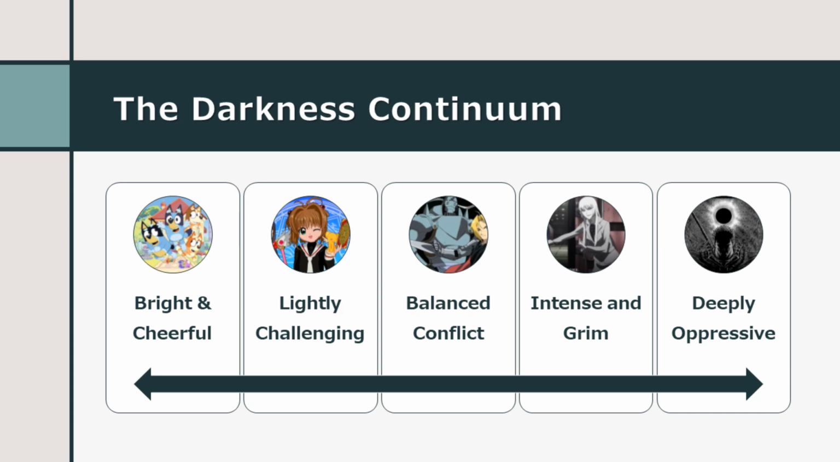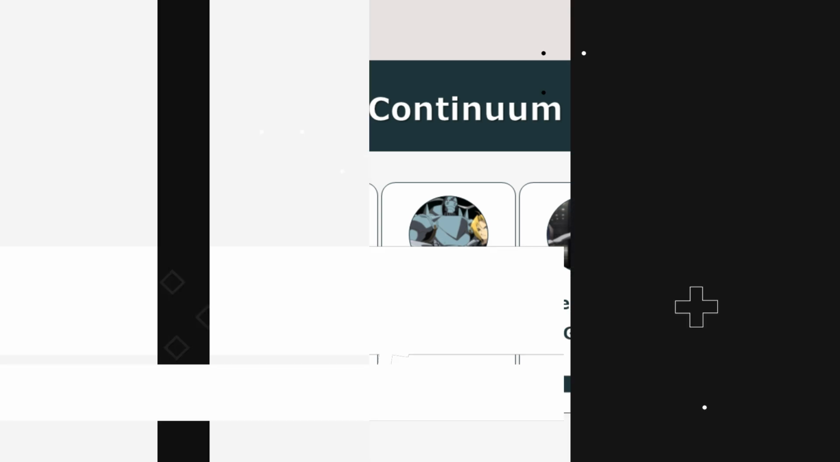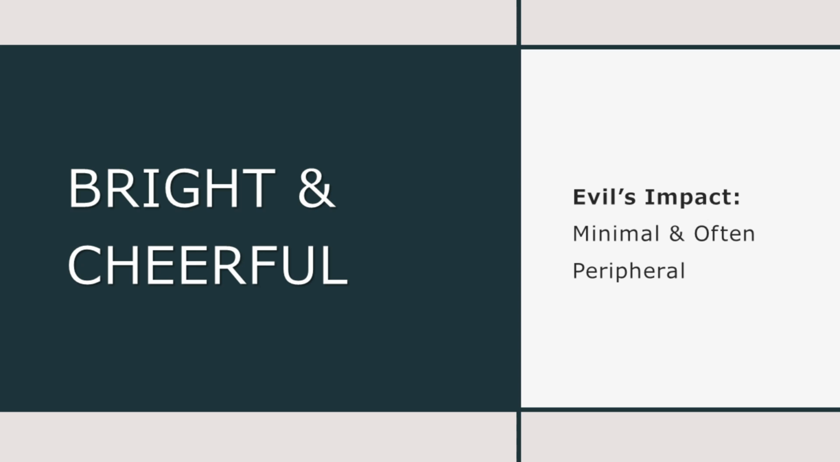Regardless, I've broken down darkness into 5 categories: bright and cheerful, lightly challenging, balanced conflict, intense and grim, and deeply oppressive. In bright and cheerful stories, evil's impact on the story's world is minimal and often peripheral. It can exist, but it has little to no impact on the protagonist or the most innocent members of society. Conflicts tend to be resolved with minimal harm or danger. Themes of these stories tend to be uplifting, and the stories themselves focus on positive outcomes and resolutions.